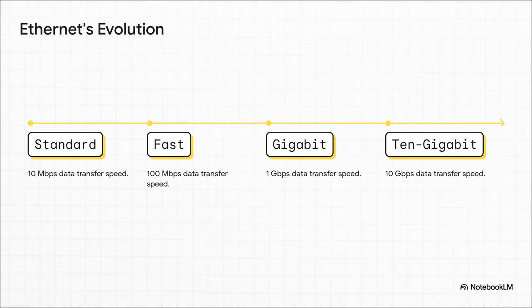Okay, get ready for this. It all started with standard Ethernet at about 10 megabits per second, then a huge jump to fast Ethernet at 100. Then came gigabit Ethernet at 1,000 megabits, and today, 10 gigabit Ethernet. At every single step, the speed increased by 10 times. That is just an incredible pace of innovation.